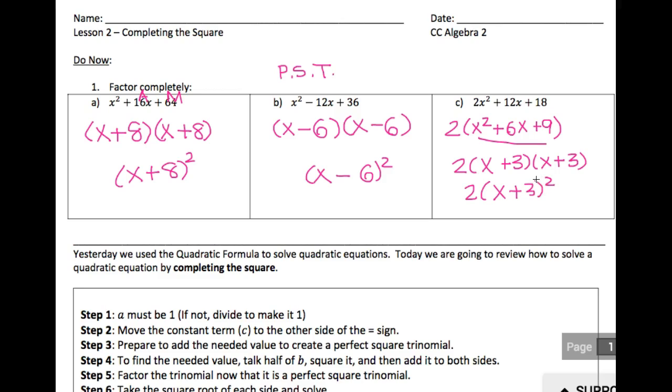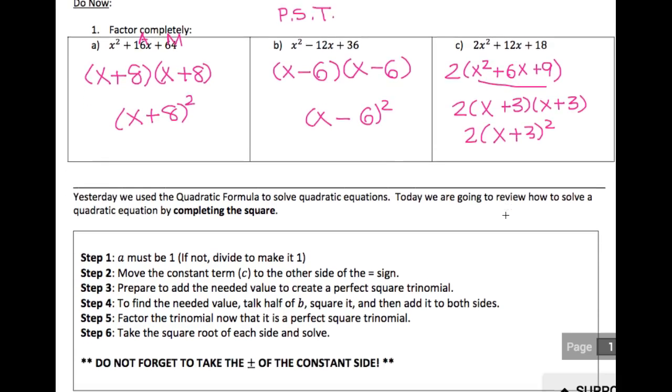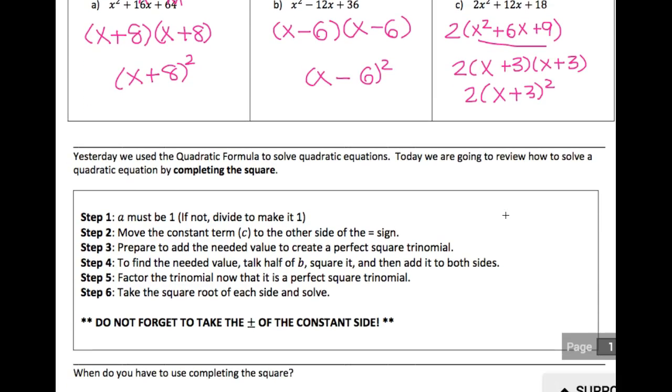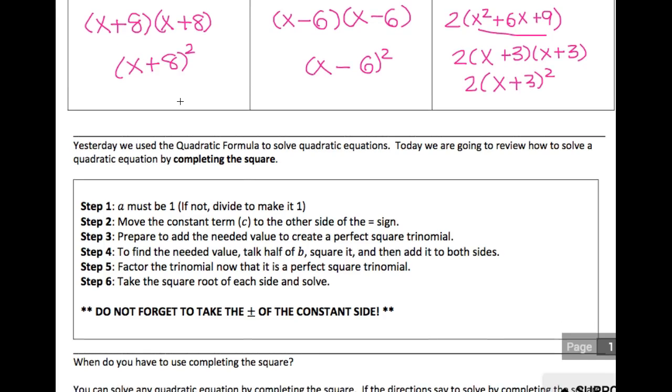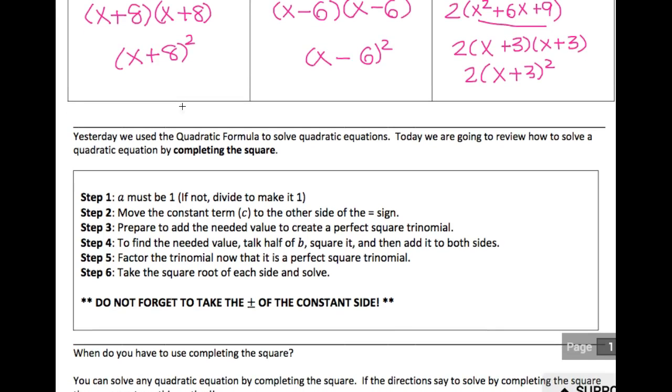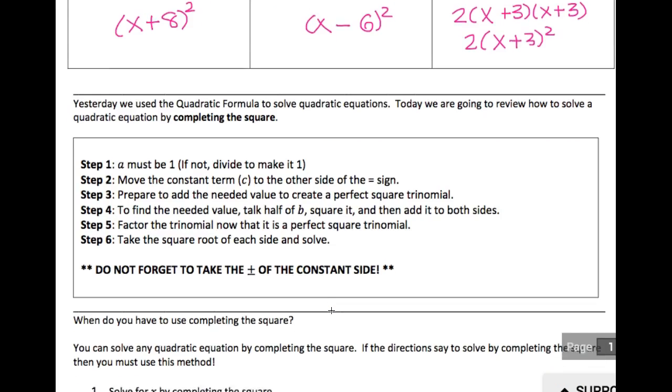Okay, so for this lesson, you actually talked about completing the square in Algebra 1, but we're going to remind you guys about it a little bit today. So you're going to be creating perfect square trinomials, so you have something that factors really nicely, like this x plus 8 times x plus 8. I do have the steps written out here, so if you get stuck, you can go back up to the top of the page, okay?